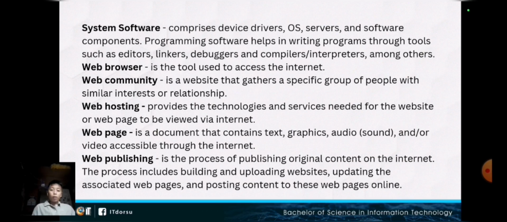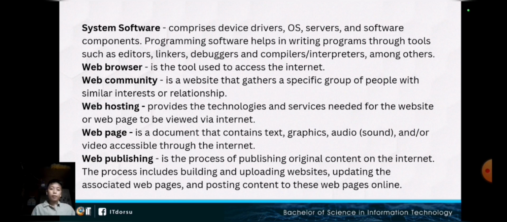Next is the web browser. It's a tool used to access the internet. So, it retrieves information from the other parts of the web and displays it in your desktop or mobile devices. Like, for example, is Google Chrome, Safari, Opera Mini ba yun? At saka yung tinatawag na Mozilla Firefox. Yan mga halimbawa ng web browser.